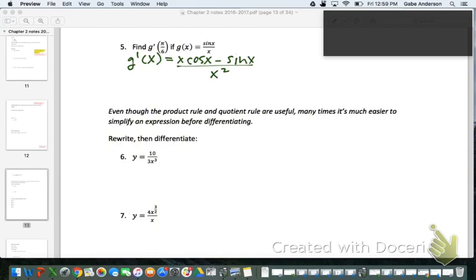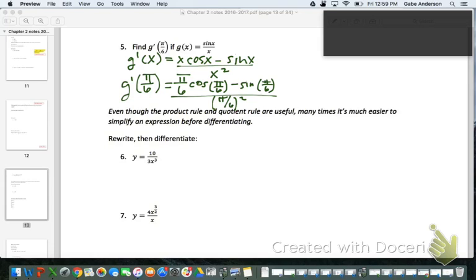Now, to finish this, you'd have to do some unit circle trig. So, g prime of pi over 6. We just plug that in. So it'd be pi over 6 times cosine of pi over 6 minus sine of pi over 6 all over pi over 6 squared. Some parts of that we're not going to be able to do without a calculator, like pi over 6 squared. But we could definitely do cosine of pi over 6 or sine of pi over 6.